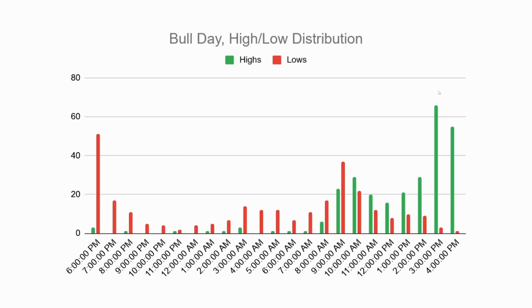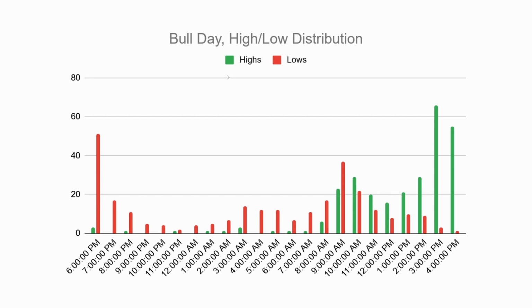So here, looking at bullish days, the high and low distribution, the lows being the red and the highs being the green, we can see here that we've got a big spike for the Asian session. And then it slowly comes down, and then lows of the day are more likely to be formed during 3, 4 and 5, the London session here. And then there's a big spike at 9 a.m. when the New York AM session opens.